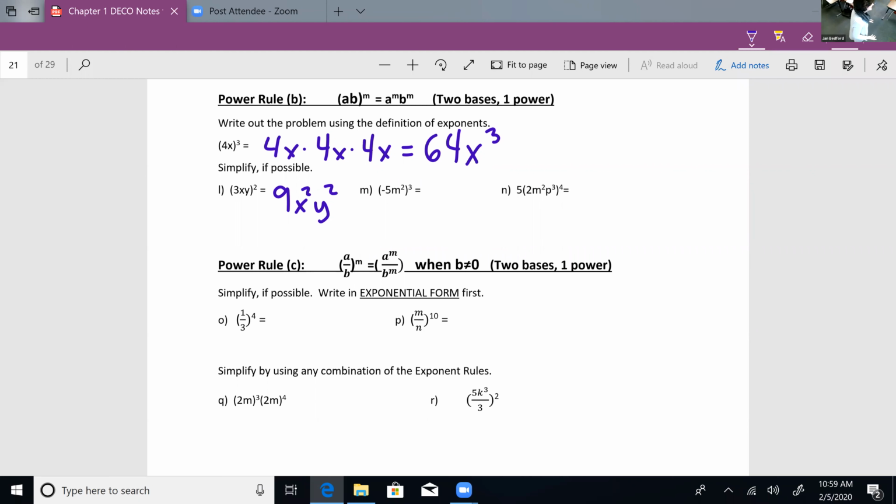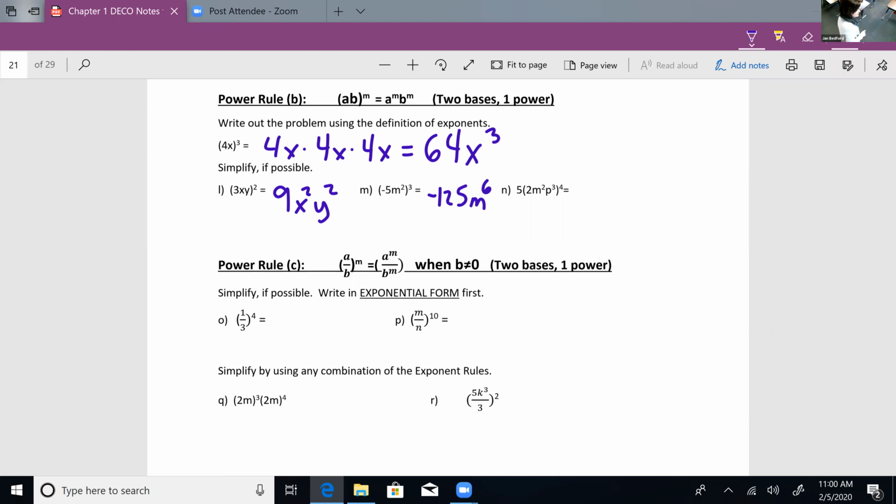Okay, see if you can tell me how to do this one. I've got negative 5m squared inside of parentheses raised to the 3rd power. So it's negative 5 times negative 5 times negative 5, which is a negative 125. Good. And then what else? M to the, which is it? Because I multiply the exponents. Good job.